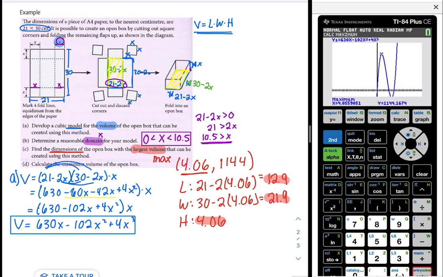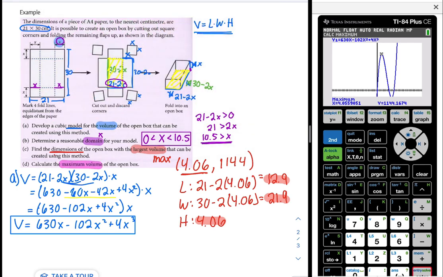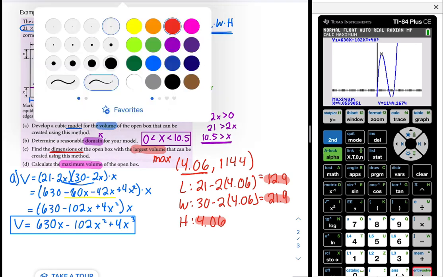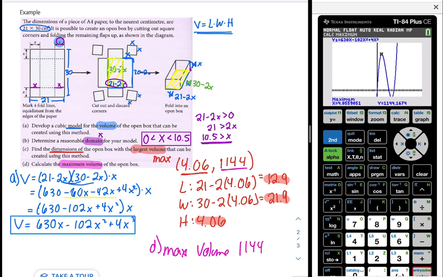And the last part of this question is part D. So calculate the maximum volume of the box. The maximum volume of the box, then we have that already in the maximum point. So for part D, the maximum volume is going to be 1,144. And for units, we are in centimeters cubed.